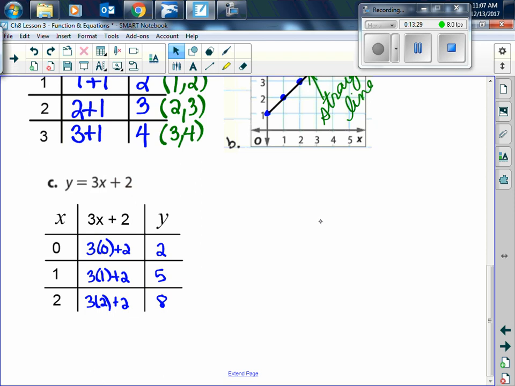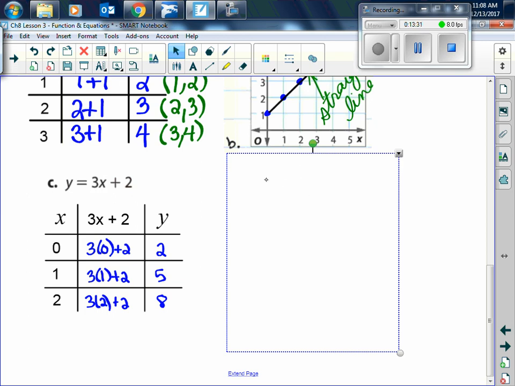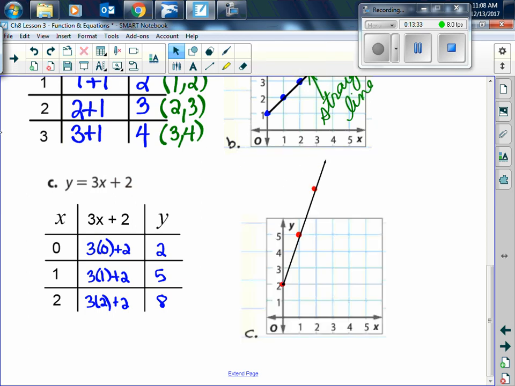And then when you graph, this is what your graph looks like. So we're graphing 0, 2, 1, 5, and then 2, 8 is 5, 6, 7, 8 right up there. You see that? And then we have a straight line, so this is a linear function.